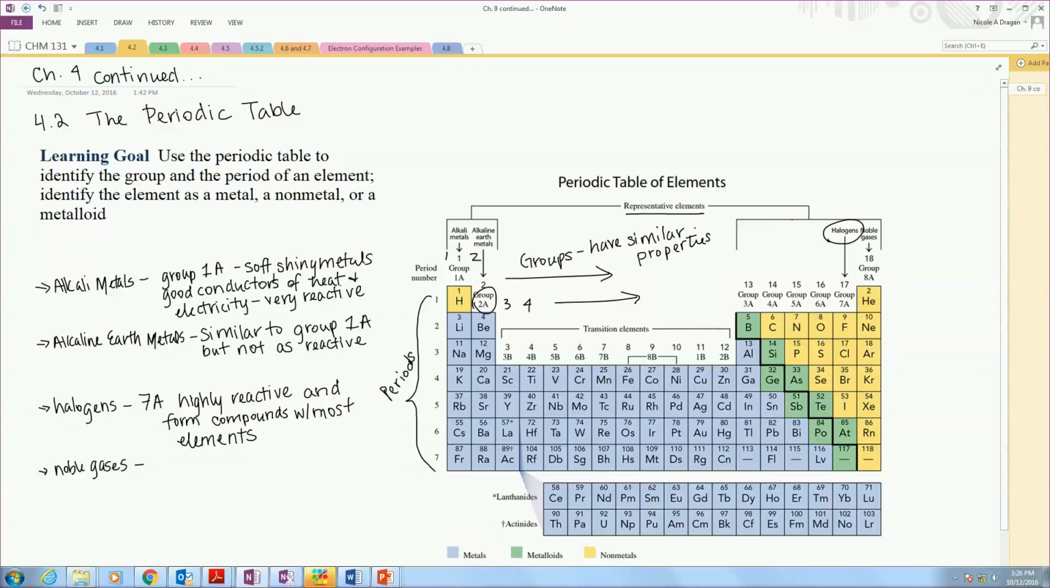The noble gases are in group 8A. These are unreactive and rarely combine with other elements.